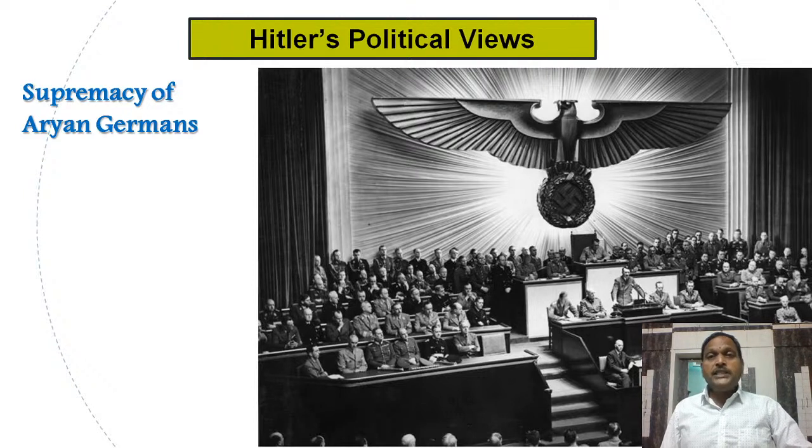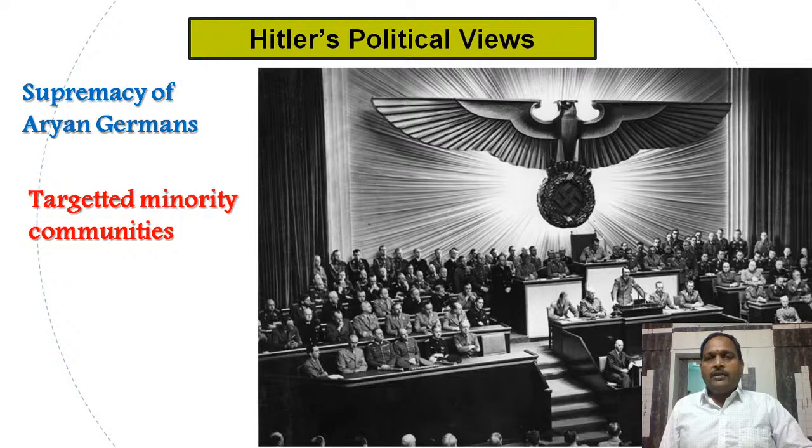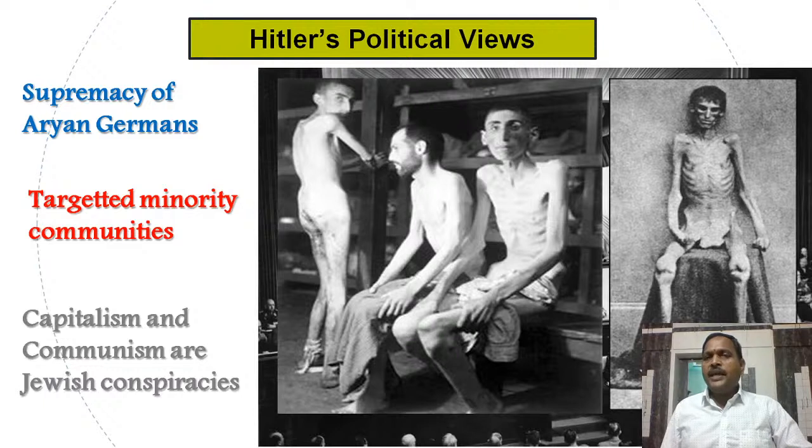In order to achieve his political view, he committed many offenses, many murders, many human casualties. With his own hand, that means with his rule, he eliminated many civilians. How, we will see later. In order to prove the supremacy of the Aryan Germans, he targeted the minorities in Germany, the minority communities. See how he targeted them.